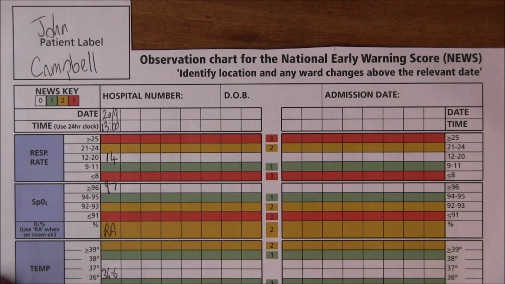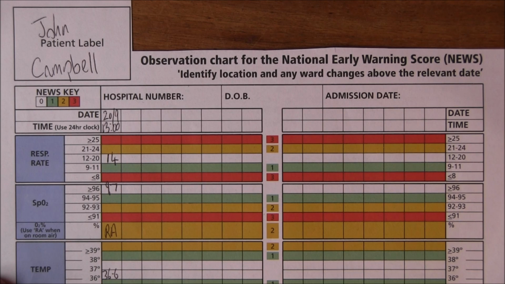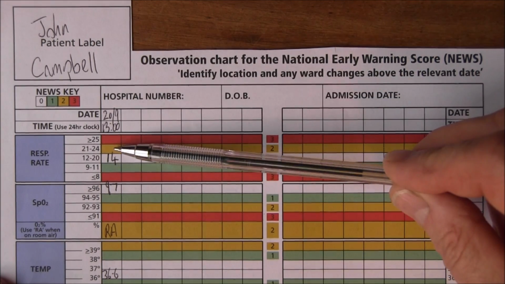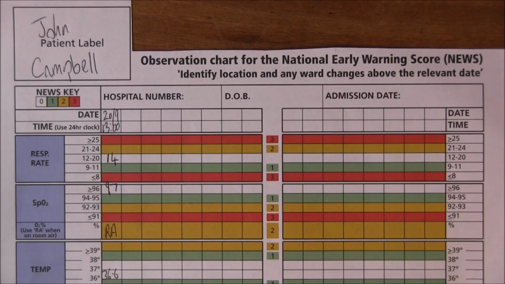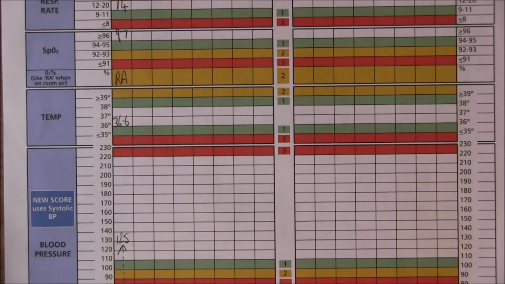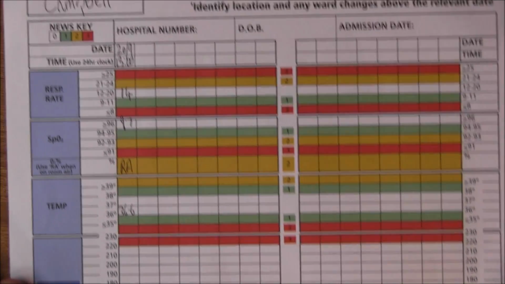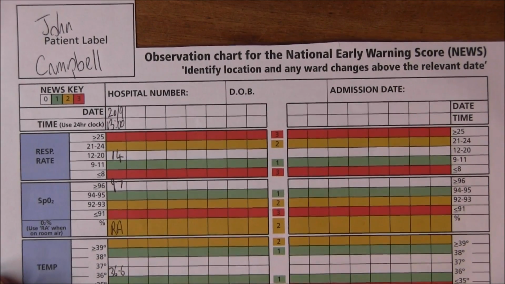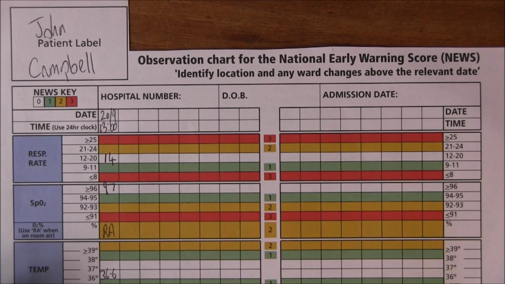Now, carrying on with our thinking about the National Early Warning Score, we want to think about some things that can cause high and low changes to particular parameters. So why might the respiratory rate increase? Why might it decrease? Why might the temperature increase, or why might it decrease? So, things that can cause highs and lows, variations of the parameter that we're considering.